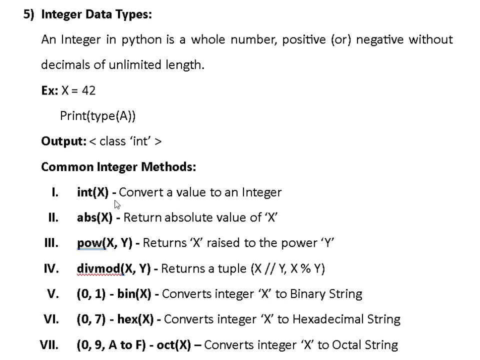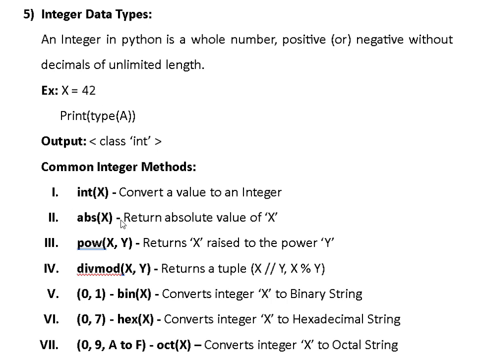So int of x converts a value to an integer. The value may be 42.5 or 62.5, and it converts to an integer value, which does not include anything after the decimal. If we take 42.5, it prints only 42. Otherwise, it erases the decimal part.